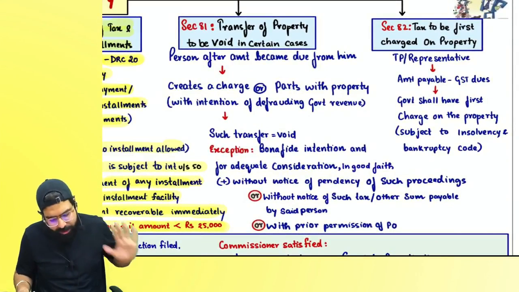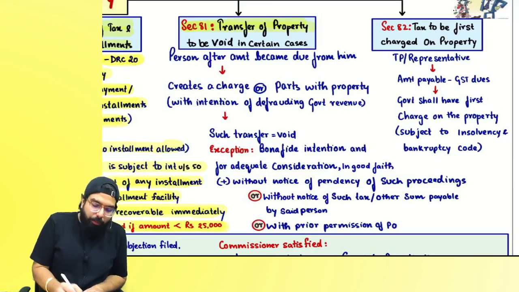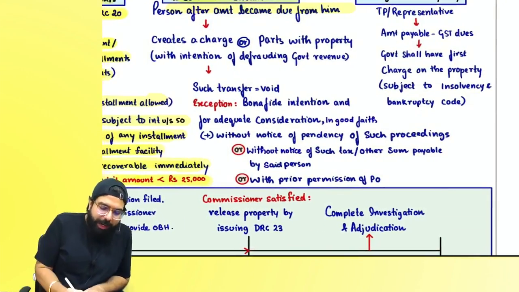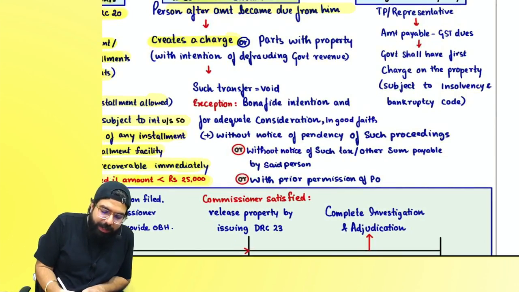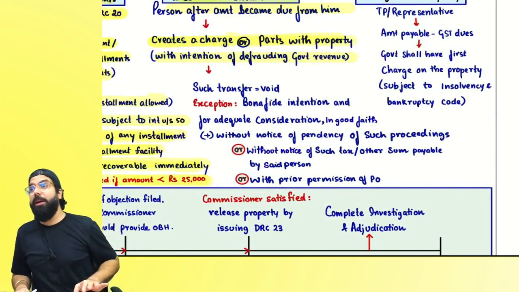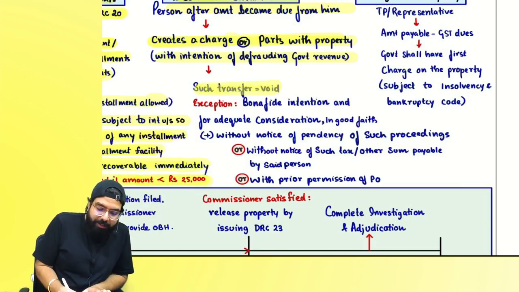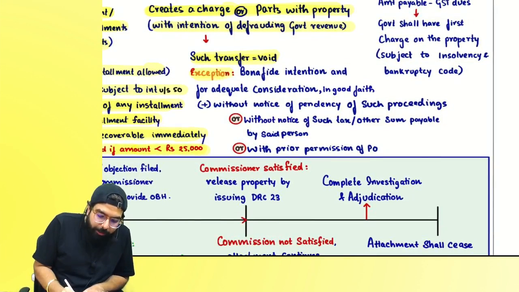Less than. Section number 81 says transfer of property shall be void. Always remember one thing: if an amount became due from you and you go ahead and create a charge, basically you mortgaged it, or you part with the property with intention to defraud the government revenue, I will sell my property. If you do all those things, always remember such transfer or creating of charge etc. is void. And, sir, there is an exception.